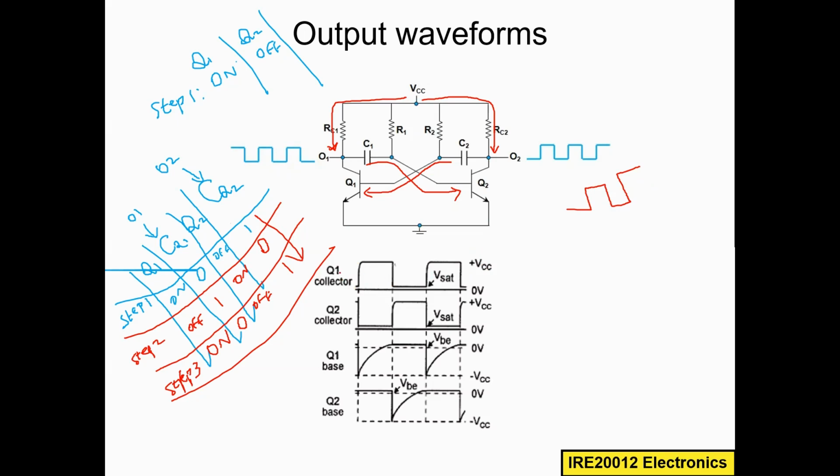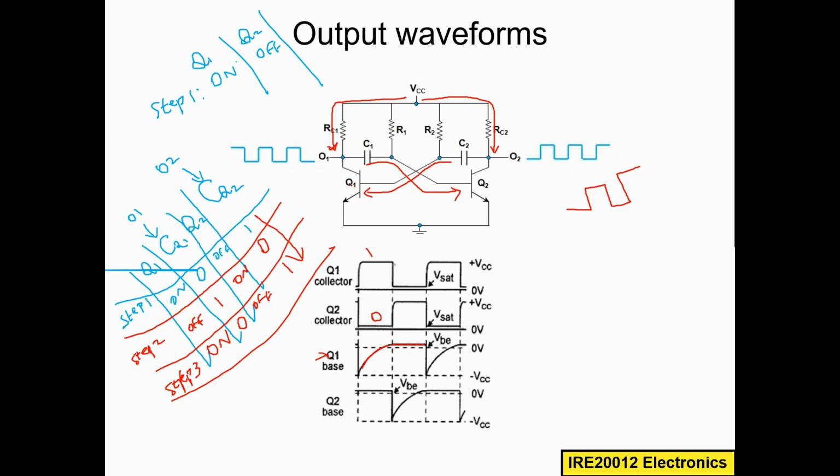So here you can see this is the Q1 collector, and the Q1 collector is logic high. At the same time, Q2 collector is logic 0. So in the meantime, we are charging the capacitor, and then the capacitor is fully charged. Then it will drive the base of Q1, right? This is the base of Q1.